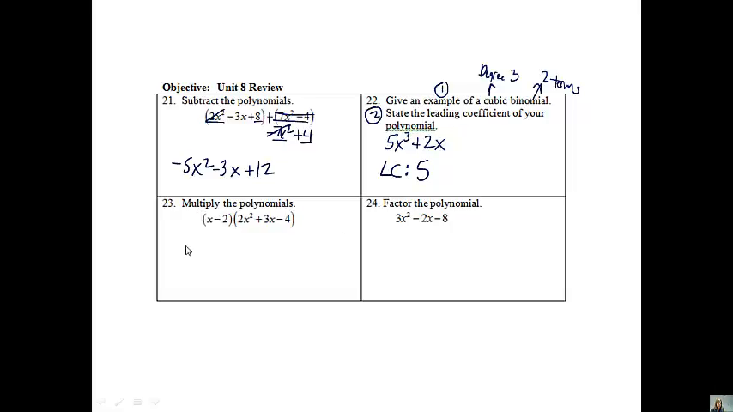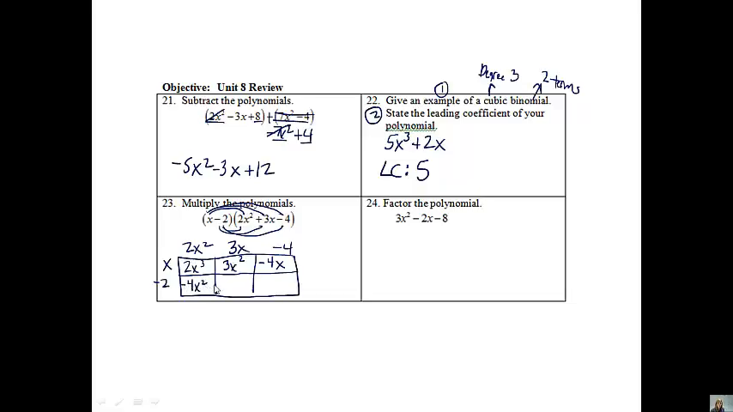Right, 23, multiply the polynomials. On this one, you may be an arrow drawer, which is fine, but I'm actually going to do it the Punnett square way. So I'm going to put x minus 2 along that side, and then 2x squared, 3x, and negative 4. And I will multiply each separate one. So in this first box, x times 2x squared is 2x to the third. X times 3x is 3x squared. X times negative 4 is negative 4x. And then down below, negative 2 times 2x squared is negative 4x squared. Negative 2 times 3x is negative 6x, and negative 2 times negative 4 is a positive 8.